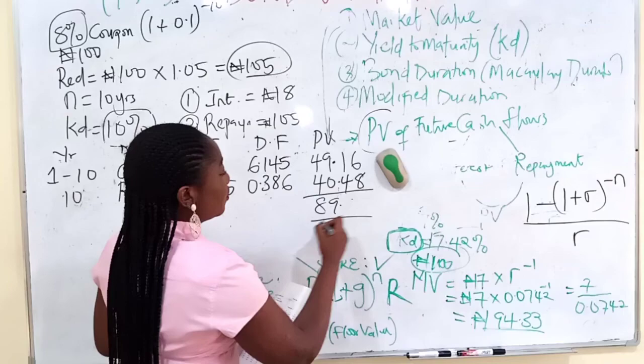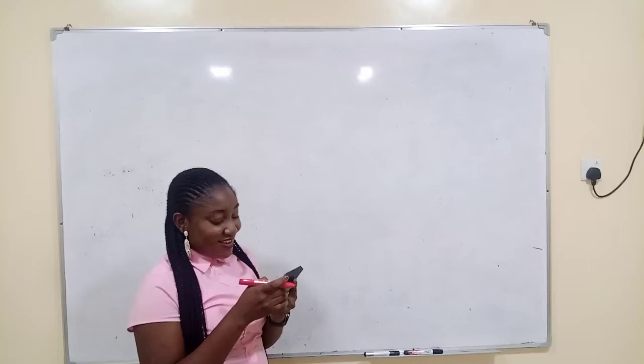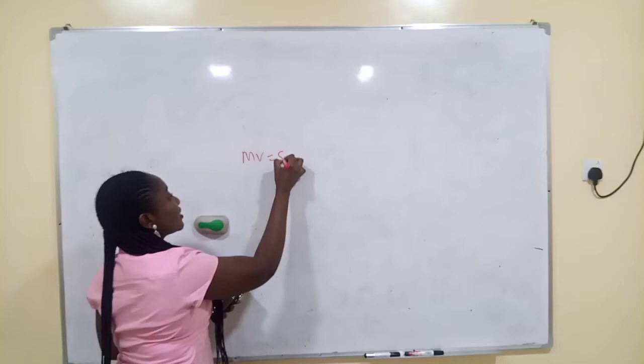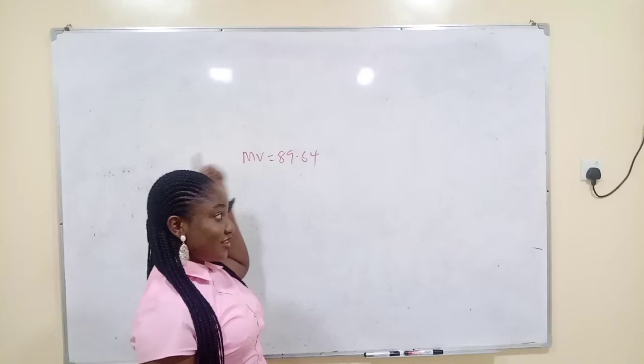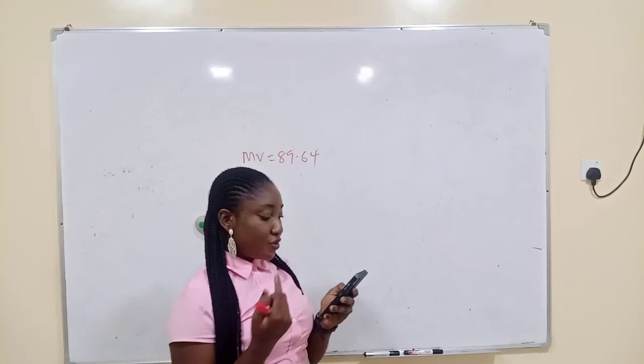So that would be the market value. Yes, so let's continue. The example we're solving, we got the market value as, I think, 89.64 or something. So it shows you that that market value is less than the par value, right? So you could already see that from the cost of debt and the coupon, right? So you could predict that this would be less.